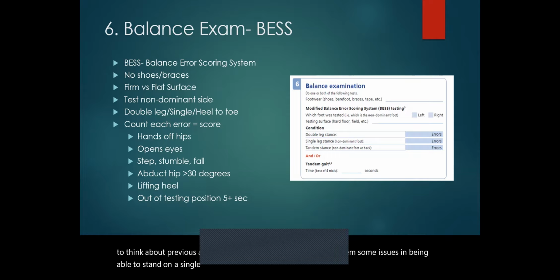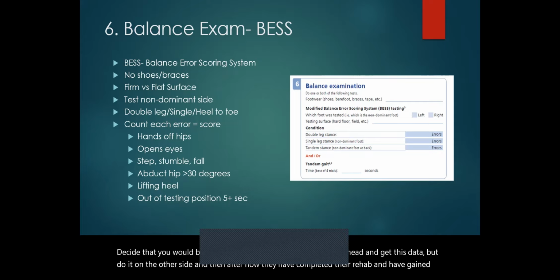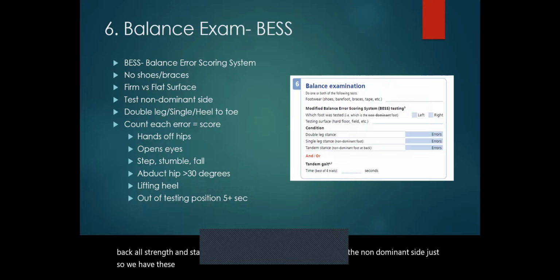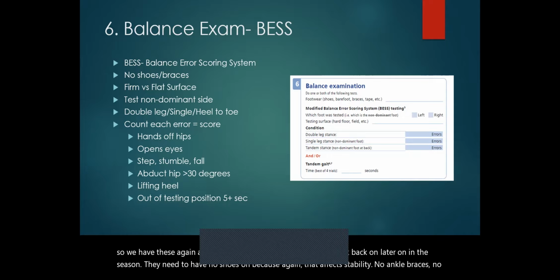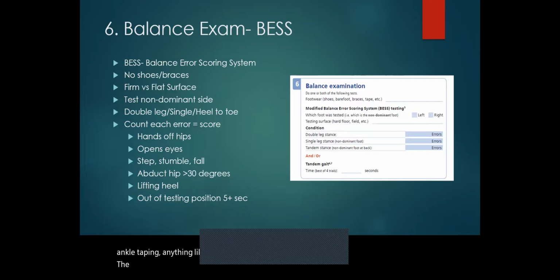So if they do have some type of injury on the side that you would be testing, in the short term, we can still go ahead and get this data, but do it on the other side. And then after they have completed their rehab and have gained back all strength and stability, retest this on the non-dominant side, just so we have these as norms or baselines to look back on later on in the season. They need to have no shoes on because that affects stability, no ankle braces, no ankle taping, anything like that.